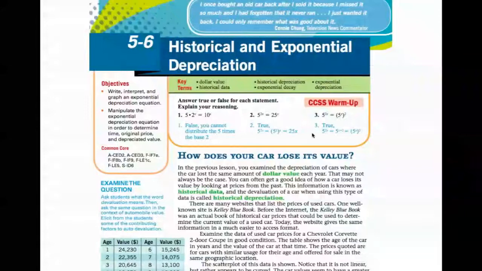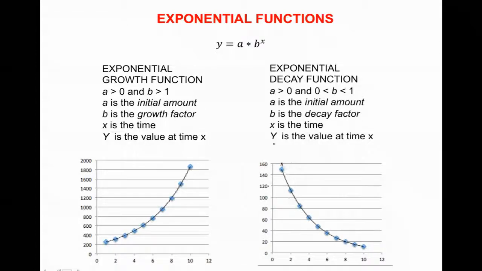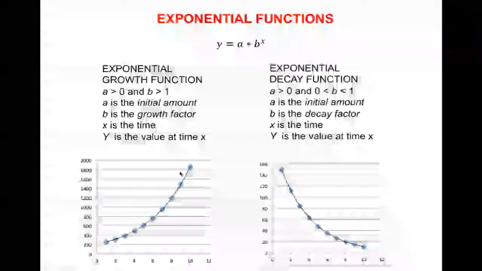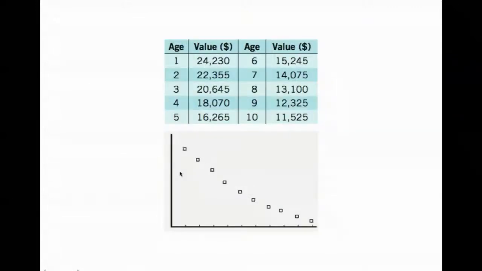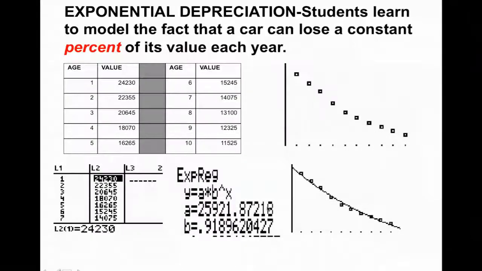There are other forms, like I said, of depreciation: historical, exponential. In an exponential, this one would be decay, and it has a percentage in it. This is a growth function. This is for vintage cars that appreciate over time. And we can look at an example here. Here's a car. After 1 year of age, it's worth $24,230. 2 years, $22,355, etc. Here's what the scatter plot looks like. Here's, using my graphing calculator, what the exponential regression equation would look like. And here's what it looks like when you use the graphing calculator.